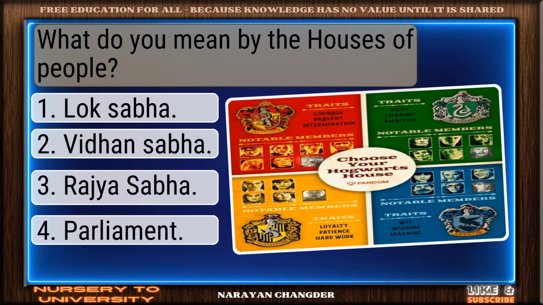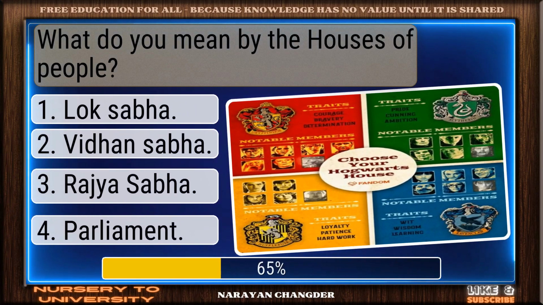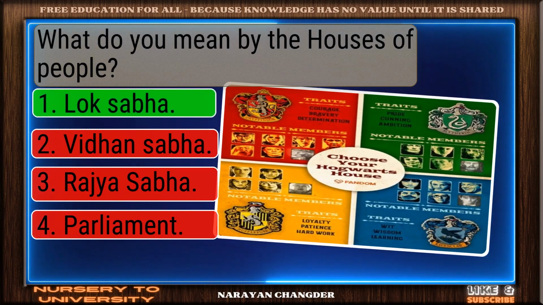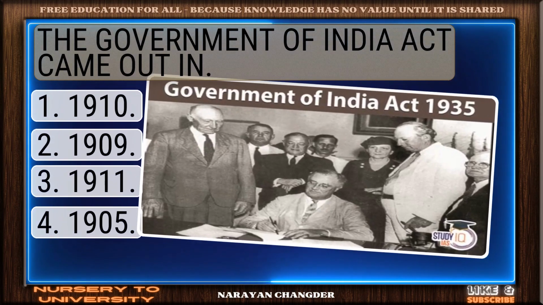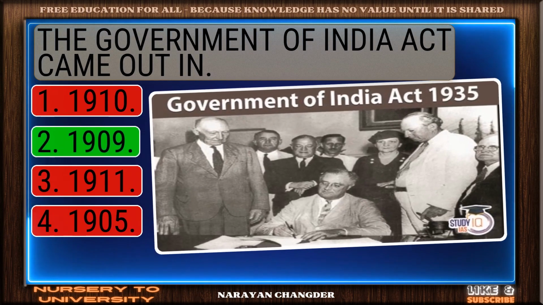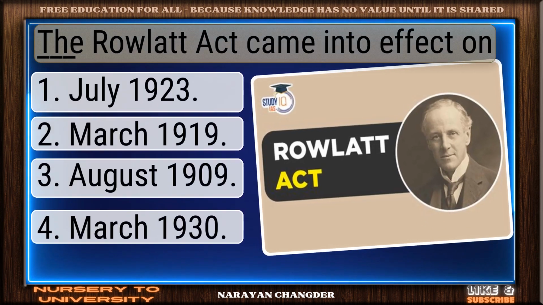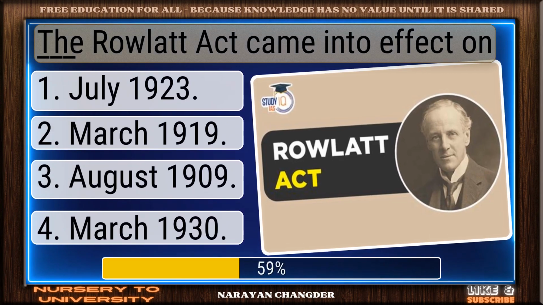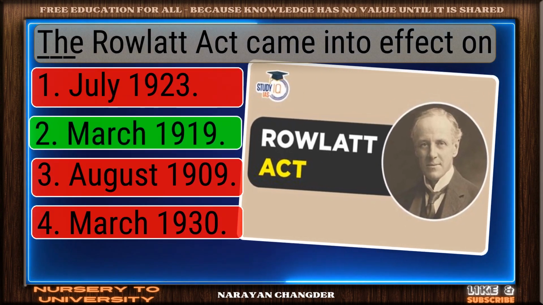Question number 161. What do you mean by the houses of people? Excellent choice. Lok Sabha is the right answer. Question number 162. The Government of India Act came out in. Bravo. 1909 is the answer. Question number 163. The Rowlatt Act came into effect on dash. Right again. March 1919 is a valid answer.